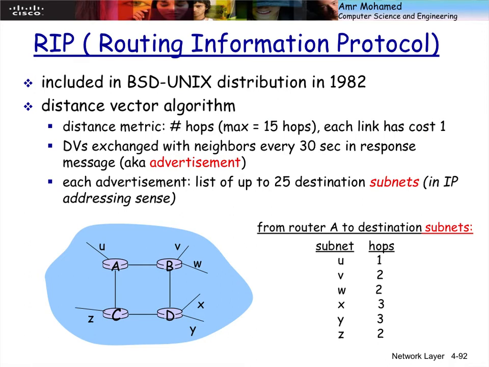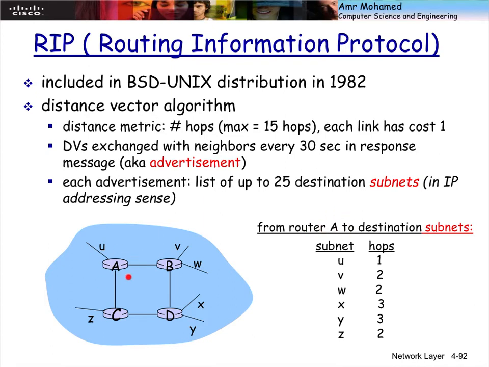Routing Information Protocol was standardized in 1982, and it's a distance vector routing protocol, of course, which means that it uses the Bellman-Ford technique. The distance metric is simply the number of hops, and as we said, the maximum number of hops is 15. 16 is considered infinity.